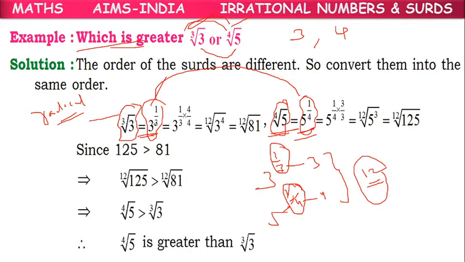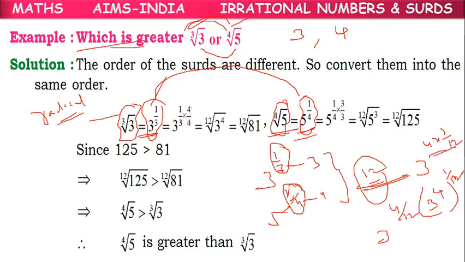So 1 by 3 is to be written as a fraction with the denominator 12. How can we get 12? By multiplying and dividing by 4. 1 times 4 is 4, 3 times 4 is 12. So we get 3 to the power of 4 by 12. This can be written as 3 power 4, whole power 1 by 12.